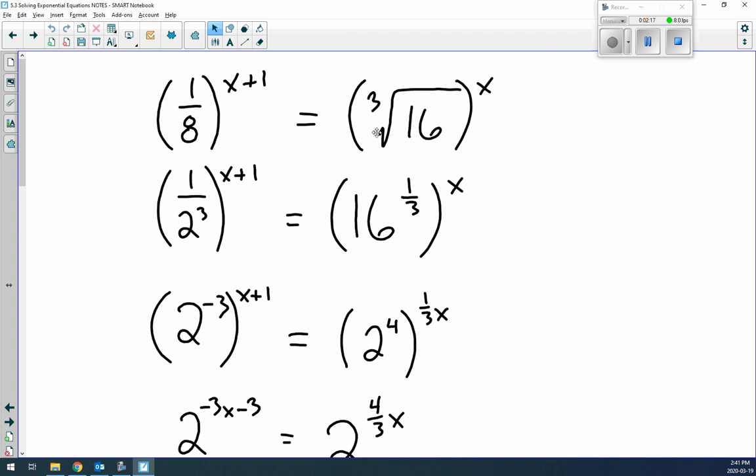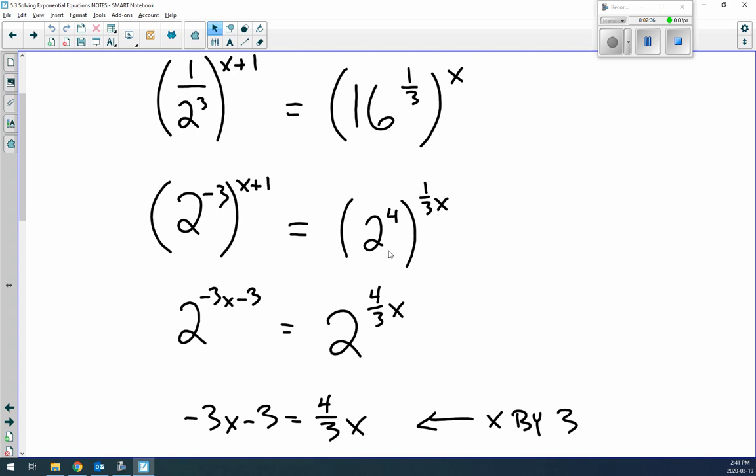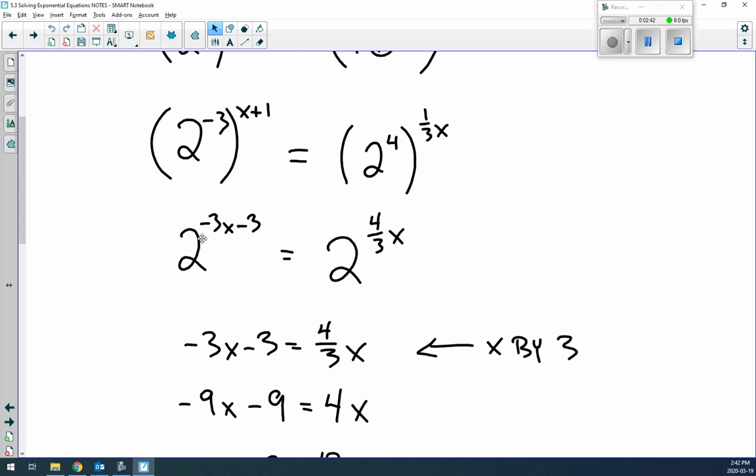Now, if you remember back in earlier grades, you can take the cube root of 16 and write it as 16 to the 1/3. Just like if it was a square root, you can write it as 16 to the half. So 16 to the 1/3, and then we can take 16 and break it down to 2 to the 4. Since you're raising a power to a power, 1/3 times x is 1/3 x. So then we end up with 2 to the 4. Well, what do you do with this 4 and this 1/3 x? Well, you multiply them together. So you end up with 2 to the negative 3x minus 3 equals 2 to the 4 over 3 x.